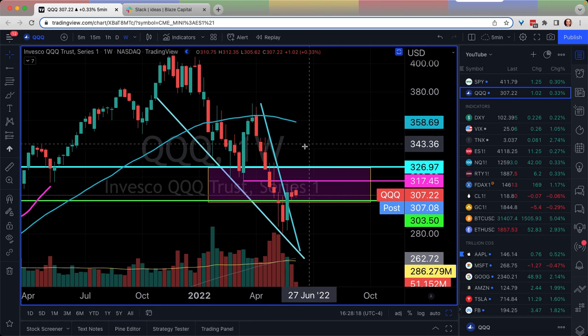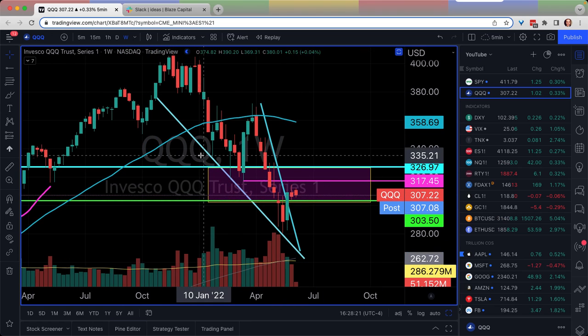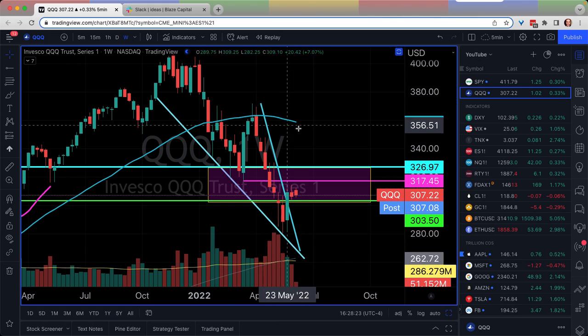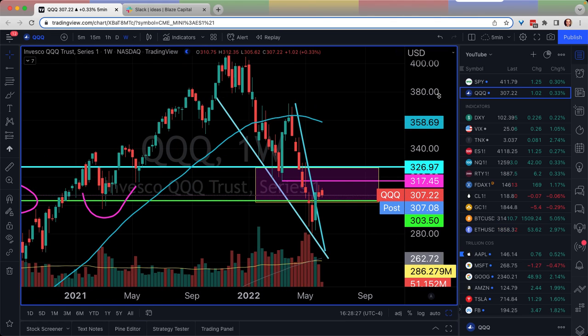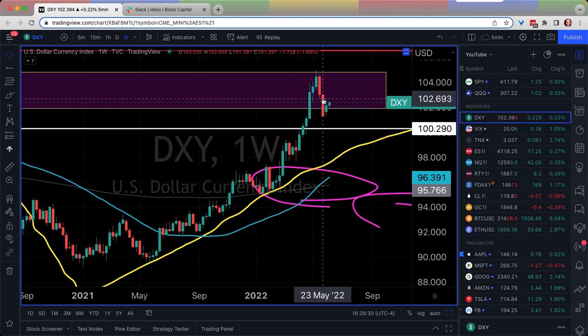Inside bar, right, trying to bounce here. Inside bar, it's not quite sure what it wants to do. Has the falling wedge, it's broken. Needs to start advancing though. It's bouncing off the green line. Got to get more. DXY, bouncing here again.